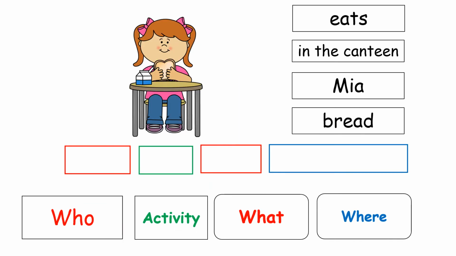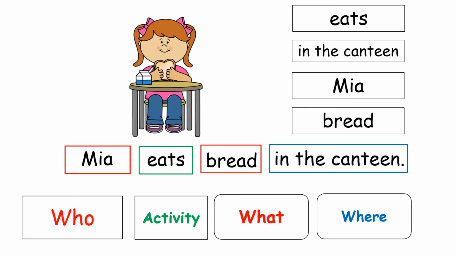Try this on your own. The keywords are eats, in the canteen, near, bread. So who is the subject in this story? Mia. The activity she does is eating. So Mia eats bread in the canteen.